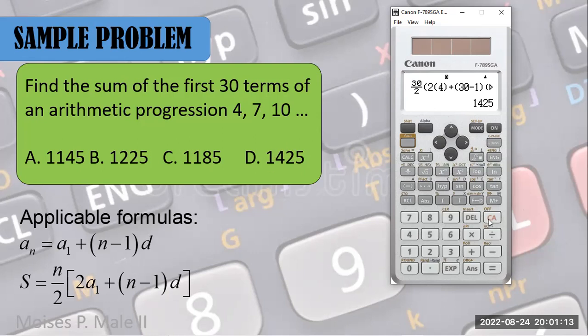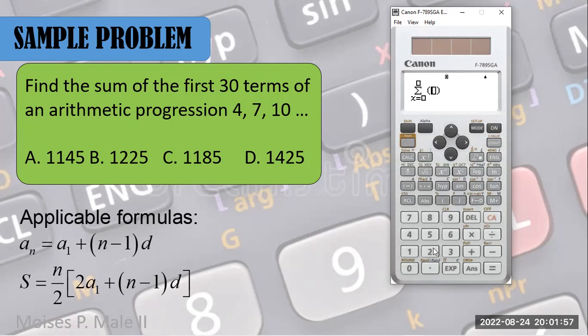equals 1425. Pwede din to sa summation notation. Okay? So, basically, ang isa-sum nyo is yung mga AN. A1, A2, A3, A4, up to the A30. Okay? So, summation tayo ng etong formula. So, input nyo to na formula, where N is changing from 1 to 30. Input nyo yung exact value ng D, which is 3.